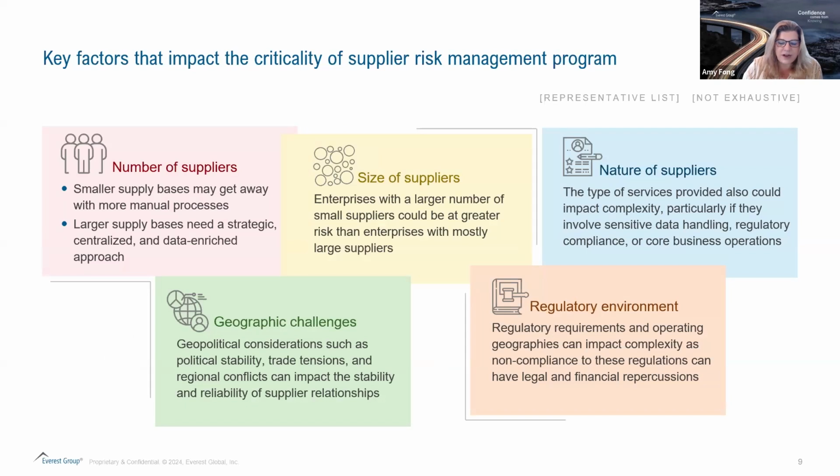When we think about criticality, I kind of mentioned that different suppliers or different categories might have different levels of risk. When you think about the key factors that impact the criticality of the risk management program, there's a variety of things to think about here. So think about the number of suppliers across your program, or across the various categories you're looking at. Companies with a larger supply base will need a more strategic, centralized approach.